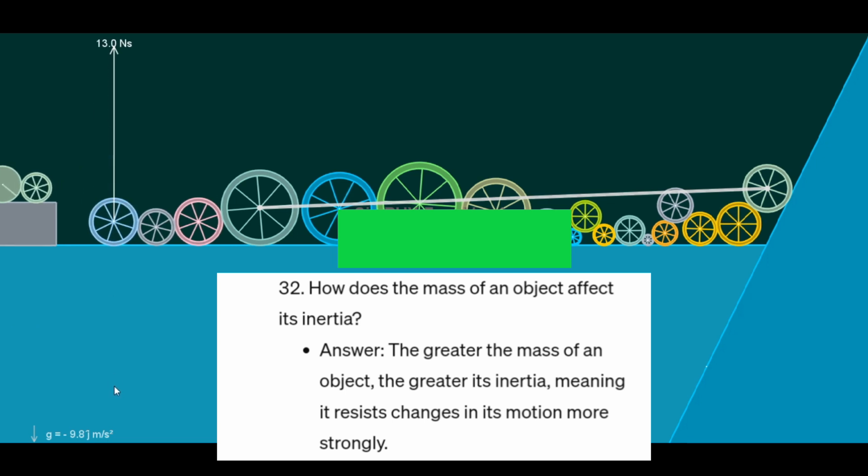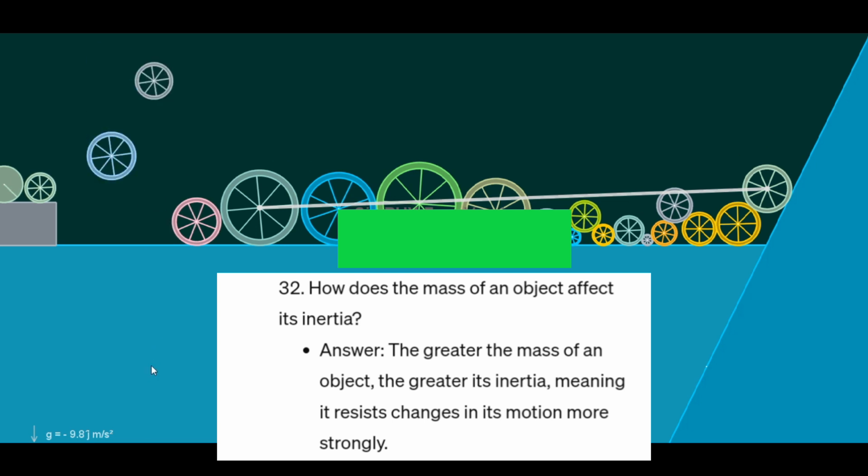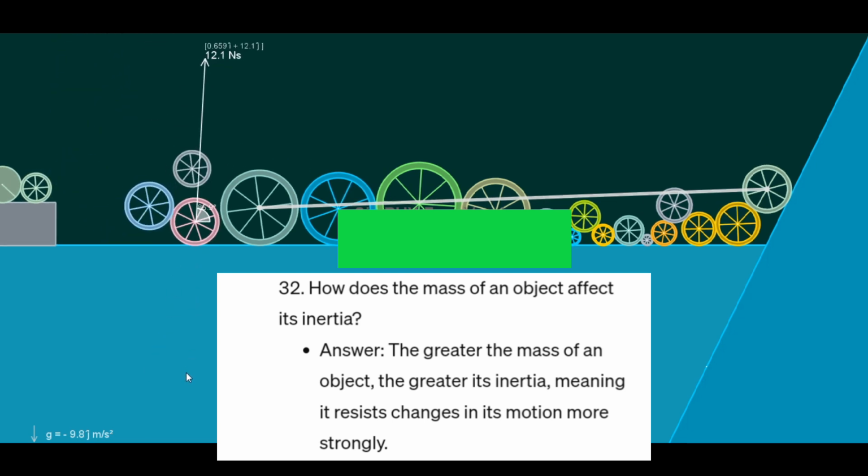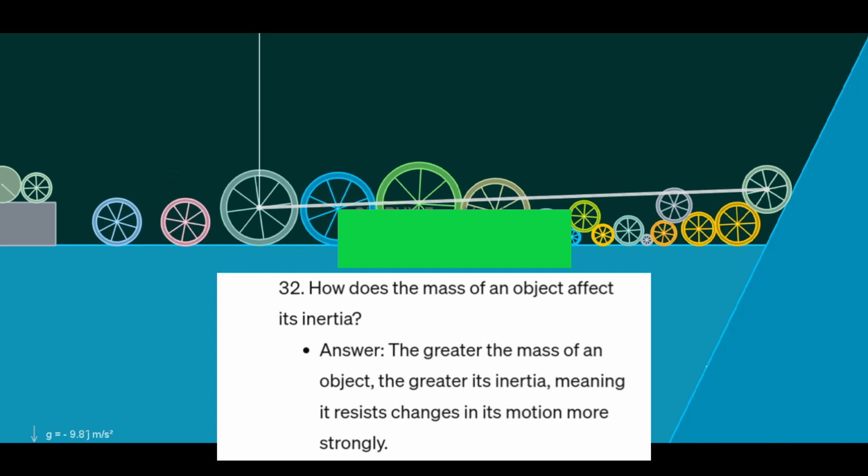How does the mass of an object affect its inertia? Answer: the greater the mass of an object, the greater its inertia, meaning it resists changes in its motion more strongly.